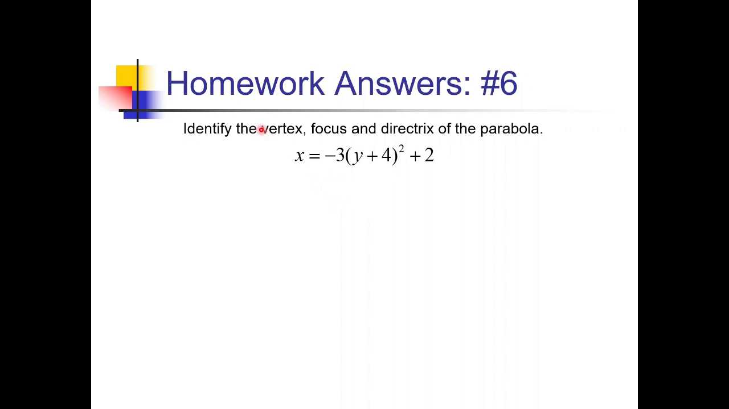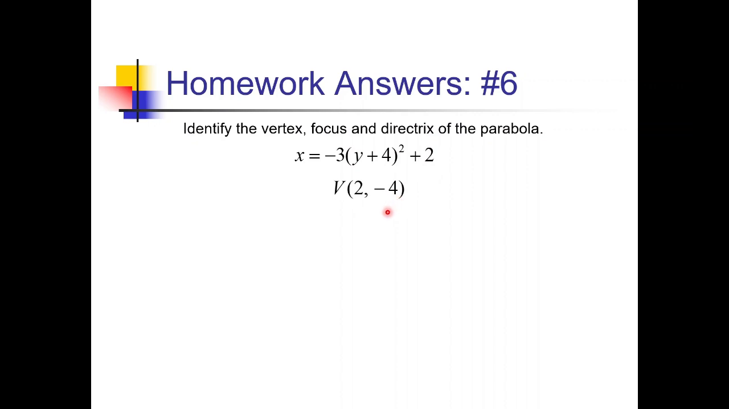For this one, getting the vertex, focus, and directrix of the parabola, let me start by getting my vertex. Now this is a little bit tricky because this is one of those x equals sideways parabolas. So this inside stuff here is actually giving me the y value of my vertex, which is opposite from what it appears because it's inside. So that's a negative 4 for the y value. And this plus 2 out here is a positive 2 for the x value. So 2 comma negative 4, that's our starting point.